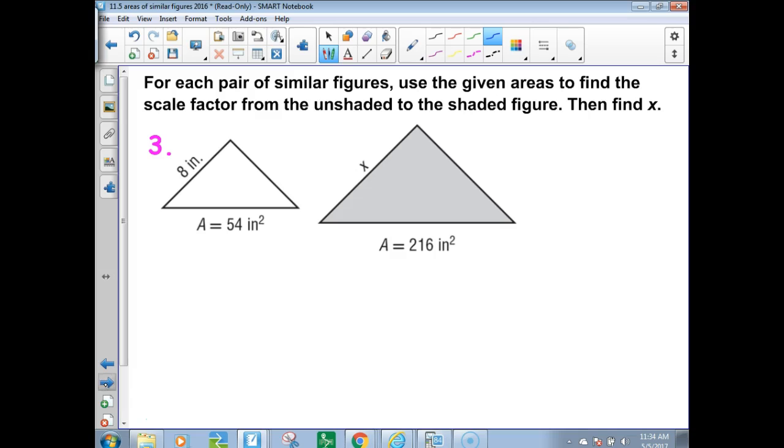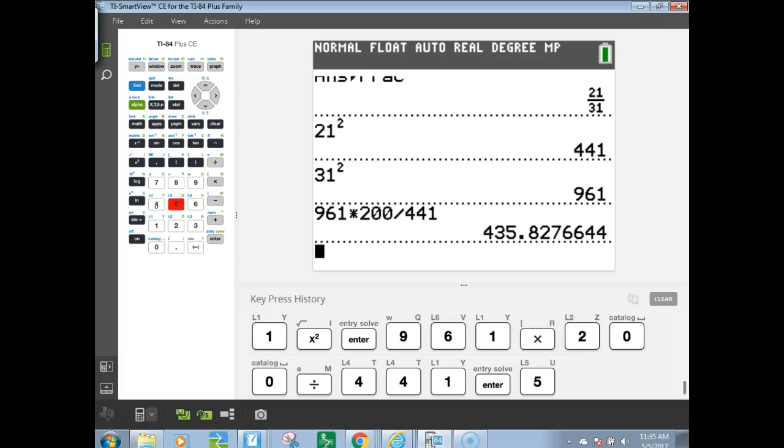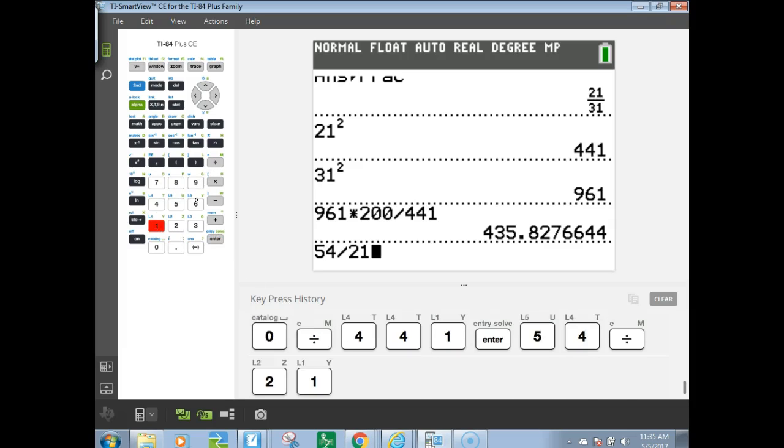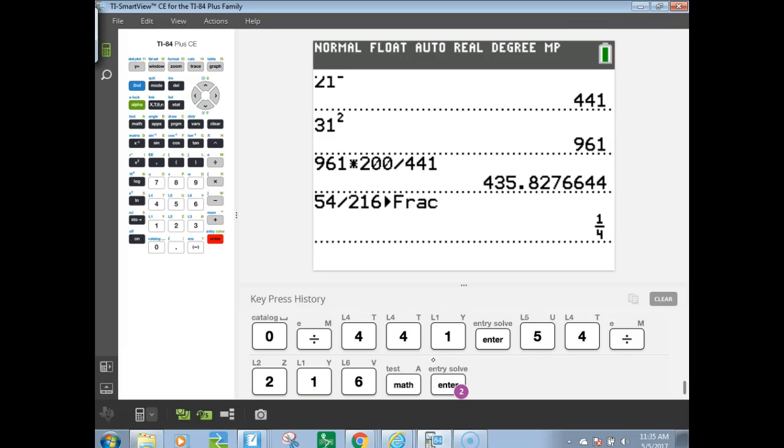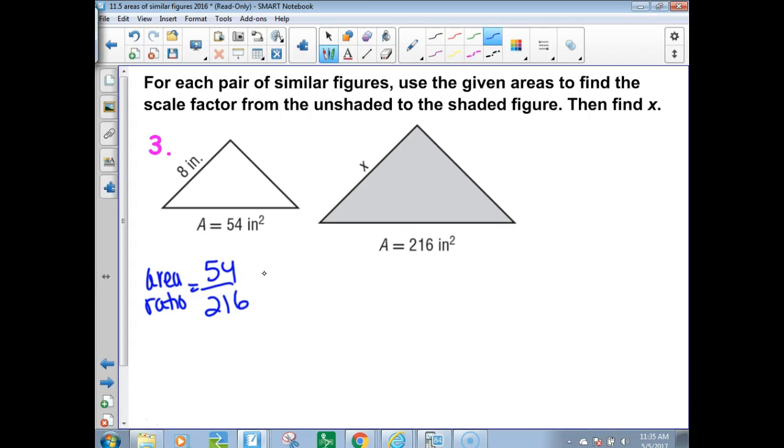For each pair of similar figures, use the given areas. Now we're going to take the areas. We're going to want to reduce this. So I'm going to do 54 divided by 216. Math, enter, enter. I got 1 to 4. If the ratio of the areas is 1 to 4, then sides would be square root of 1 to the square root of 4, which is 1 to 2.